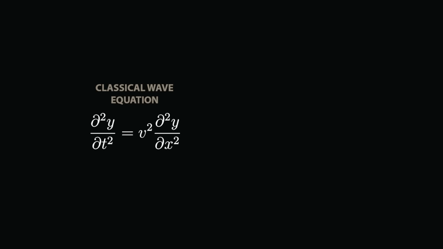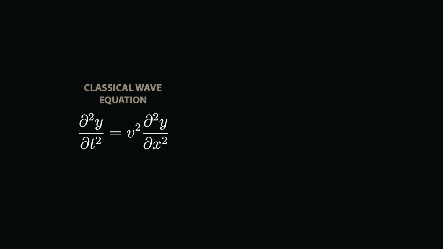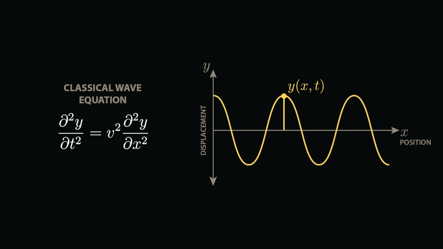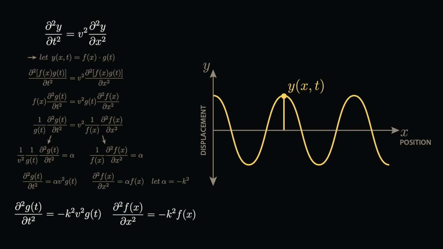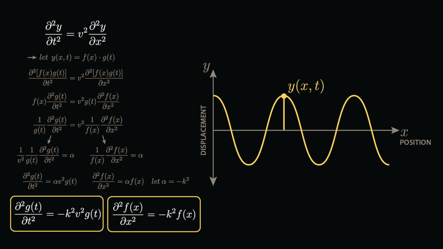In this one-dimensional classical wave equation, y is a function of position and time that represents the displacement of the wave. For example, the position of a point on a vibrating string above or below its resting position, and v is the speed of the wave. A common approach to solving the classical wave equation is to break apart its spatial and time components, resulting in 2 new differential equations, one that depends only on position and one that depends only on time.